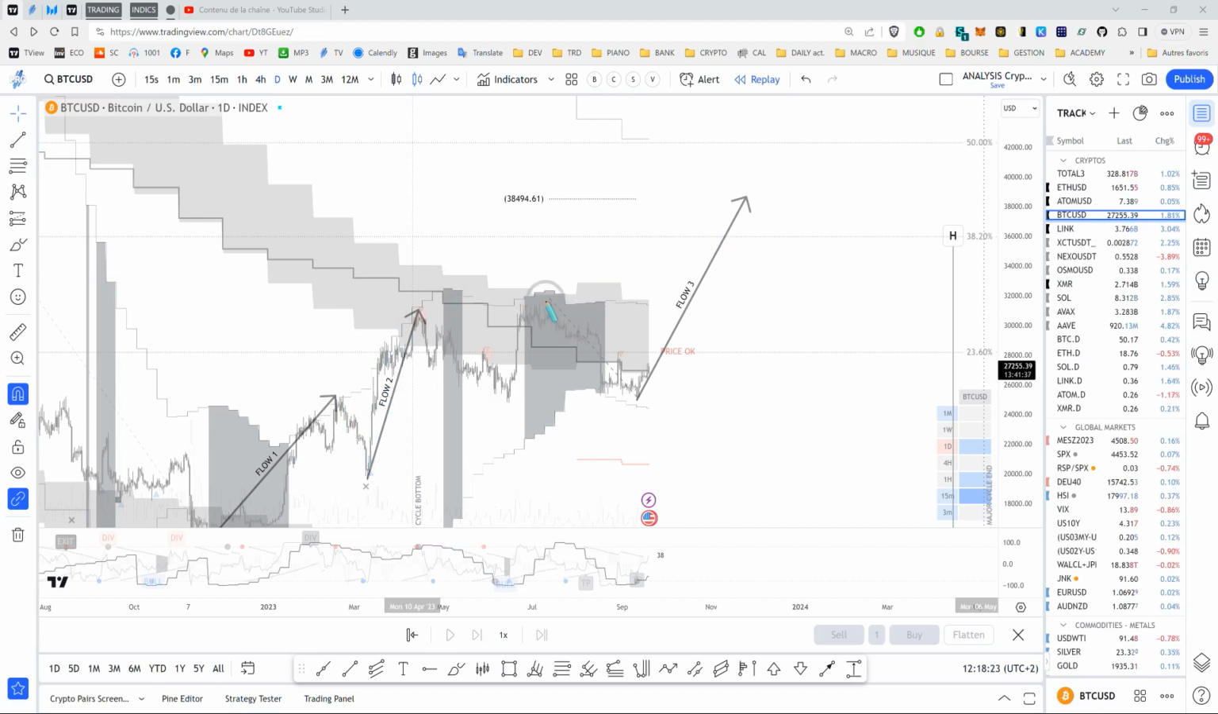So in here what we know is that the consolidation has retraced that much, so if we go for a third flow, we could expect minimum targets to stand at 38.5K. That's really the way it goes for me for Bitcoin. Same thing can be said for Ethereum.